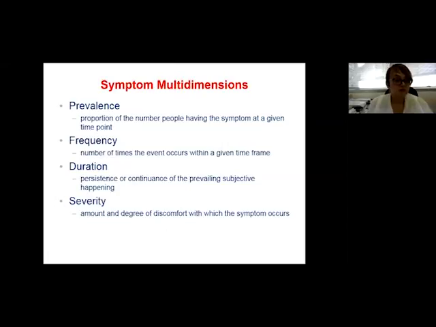So prevalence is one part, frequency, how often it occurs, duration, the persistence, and the severity. And these are all aspects that we need to assess in our patients.